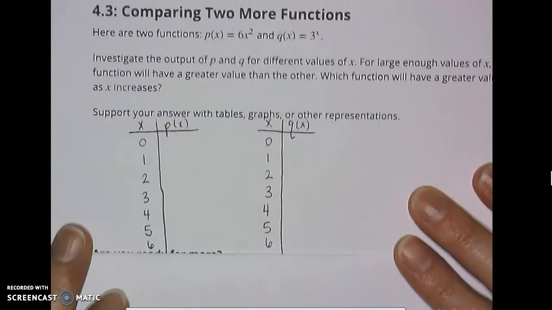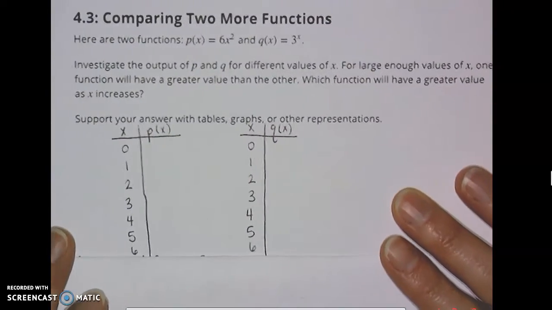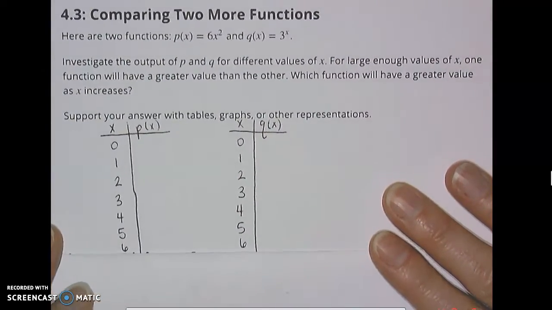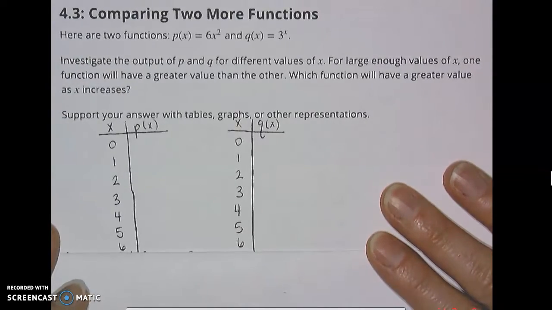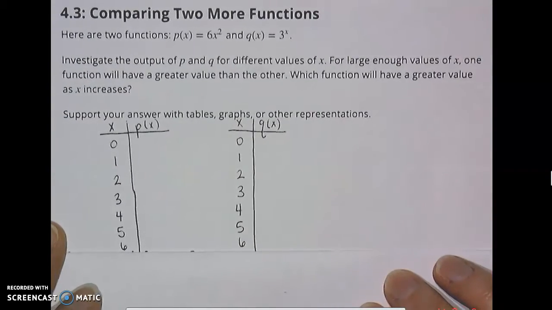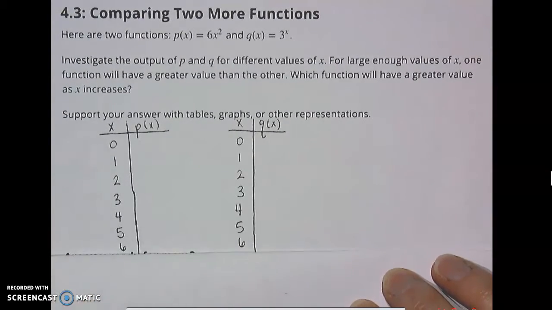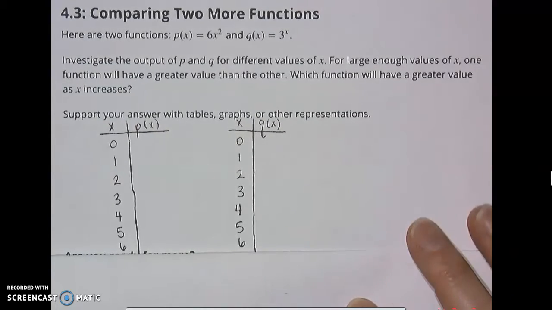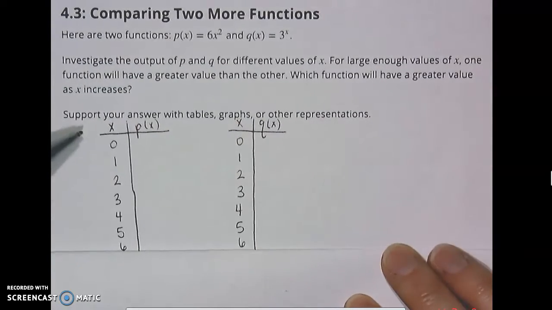All right, let's take a look at 2 more functions. So we have p of x equals 6x squared and q of x equals 3 to the x power. And we're going to investigate the output of p and q for different values of x. For large enough values of x, one function will have a greater value than the other. Which function will have a greater value as x increases? So let's just start looking at these values.